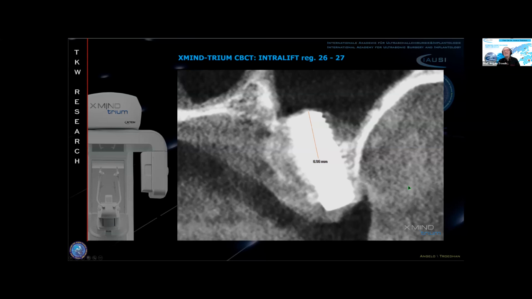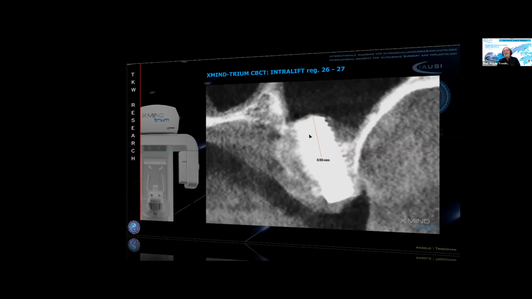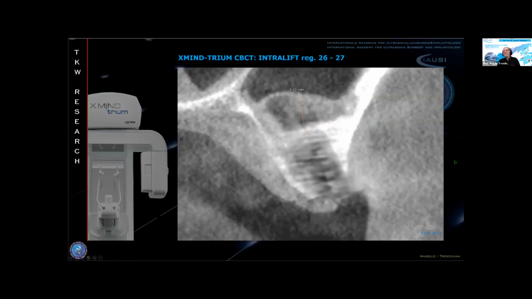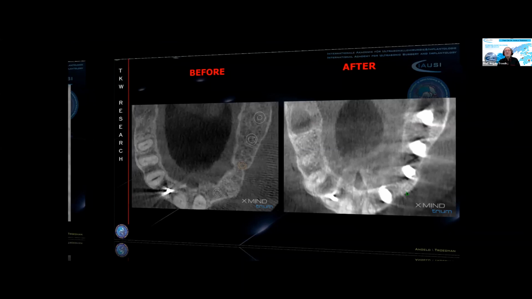So here is another view. We achieved approximately 6 to 7 millimeter augmentation height. Here you can see the situation before in the planning, and the situation after.